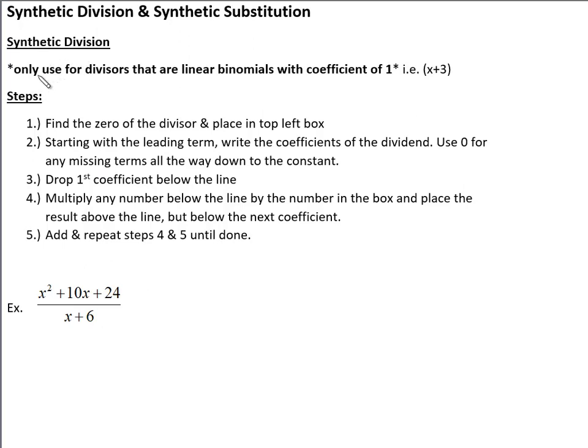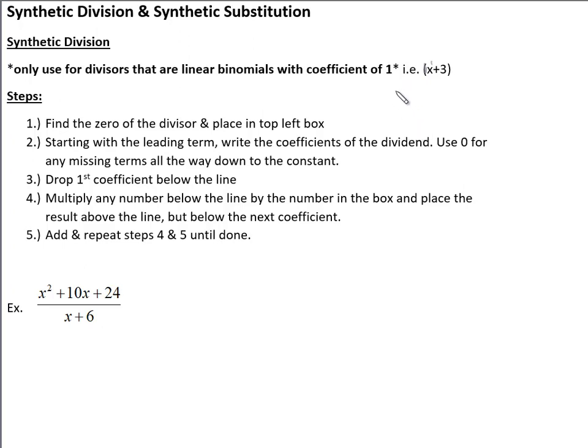The drawback is we only want to use this if our divisor, which is what we're dividing by, is a linear binomial. That means x to the first power, and binomial means there can only be two terms. And the leading coefficient has to be a 1. So for instance, if I had something like 2x plus 5, that is a linear binomial, but my leading coefficient is not 1. There is a way you can technically do it with this, but it's a lot of extra steps and it's not worth it.